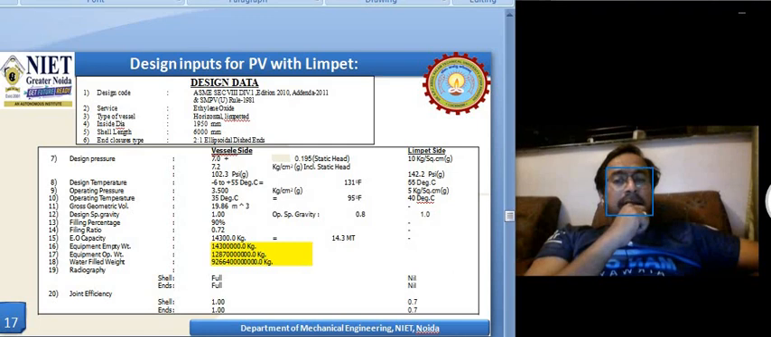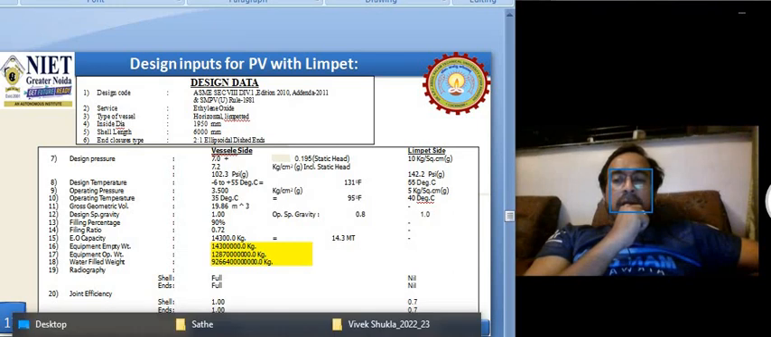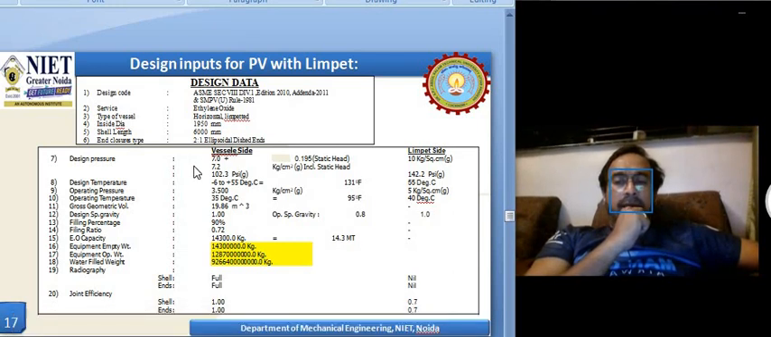The inside diameter is 1950, and the shell length, that is the cylindrical part of the pressure vessel, is 6000. It has an ellipsoidal head design 2:1. The design pressure is almost 7 kg per cm square, and on the limpet side it is 10 kg per cm square, right? So all parameters are converted.